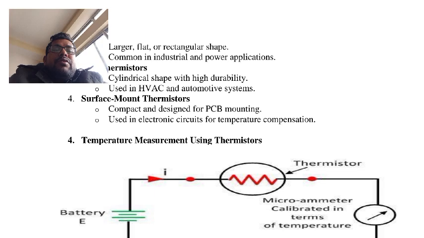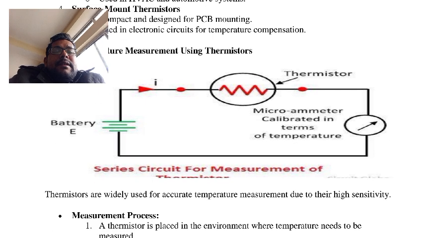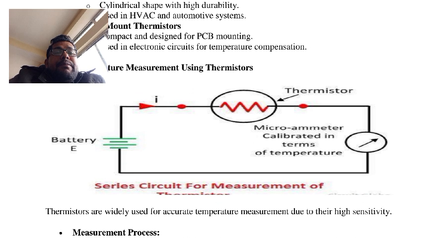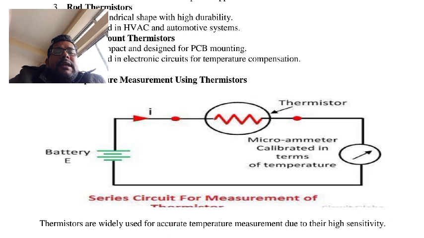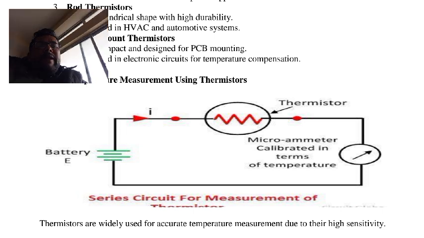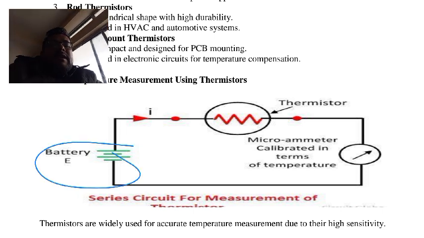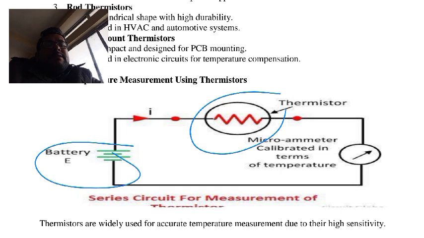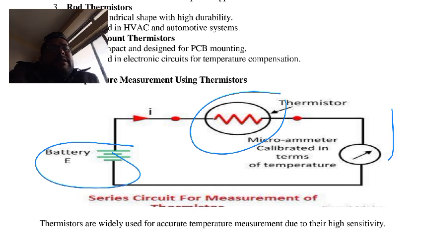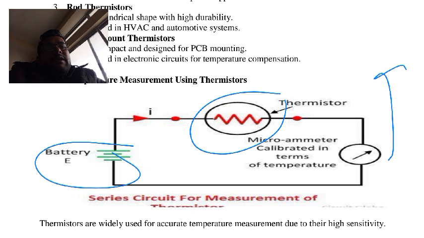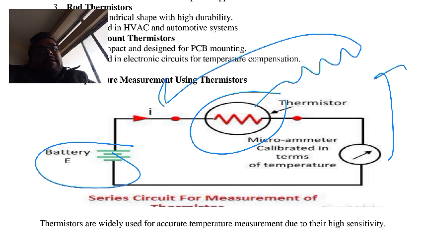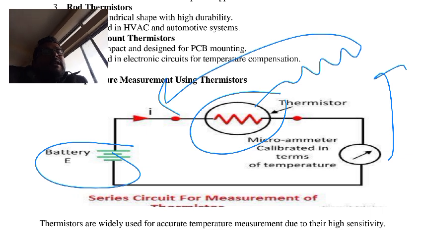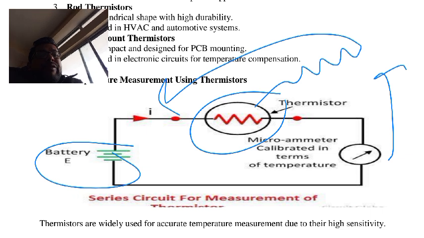Next, the temperature measuring circuit. This is how temperature measurement is done. This is the power supply, the battery. The current is flowing. This is a thermistor. If the temperature changes, its resistance changes, then this current will change. If this current is read out anywhere, it indirectly indicates the temperature, because as temperature changes, resistance changes, and the loop current changes.